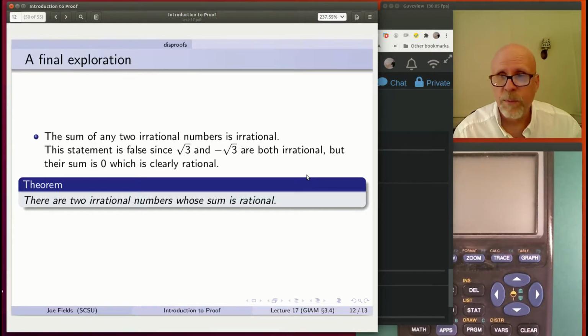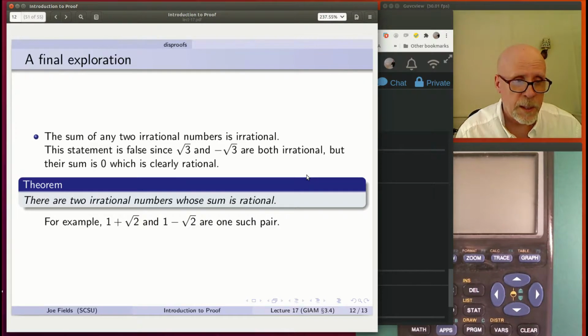I chose to prove this theorem, which is existentially quantified, using a different pair of examples. 1 plus root 2 and 1 minus root 2. Those are both irrational numbers. You can go in Sage or even on your graphing calculator and see that their decimal expansions have no discernible pattern in them. And in fact, we can prove that the sum of a rational and an irrational is irrational. So I know both of these are irrational, but their sum would appear to be 2, right, which is definitely rational.